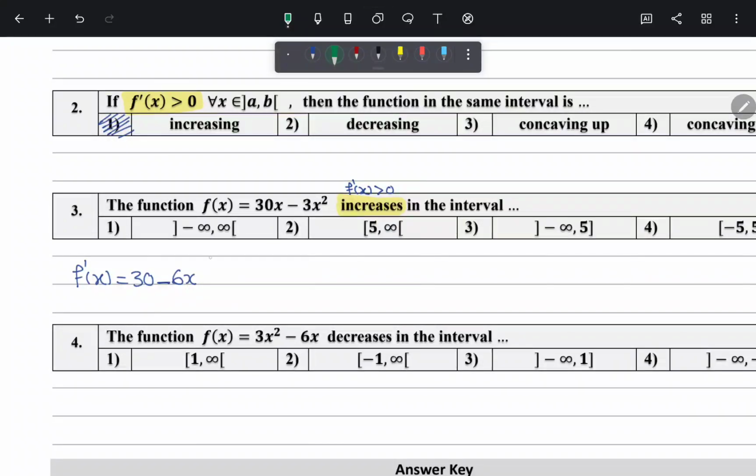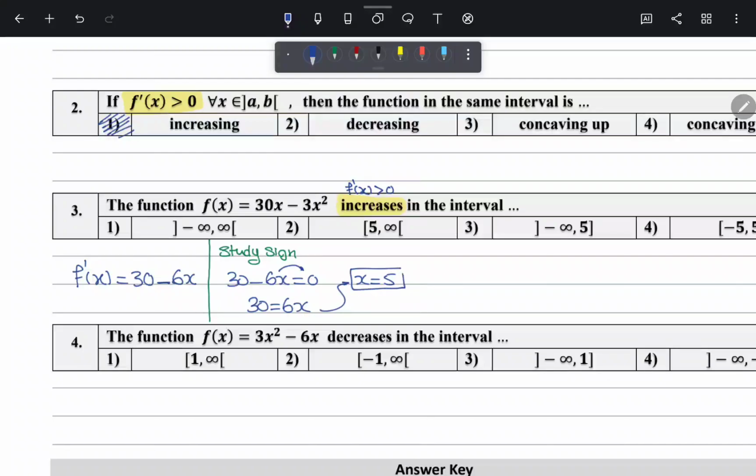We have an x, so we need to do what? We need to study sign. So, equal to 0. How do we study the sign? We take 30 minus 6x and we make it equal to 0. Take negative 6x here. So 30 equals 6x. Divide by 6, divide by 6. So x is equal to 5.